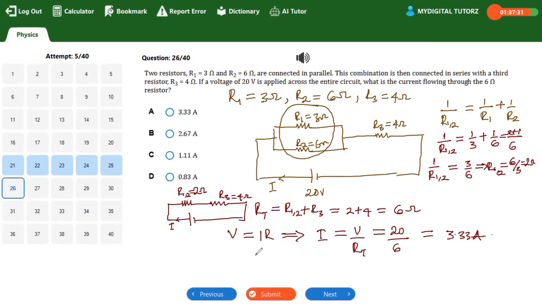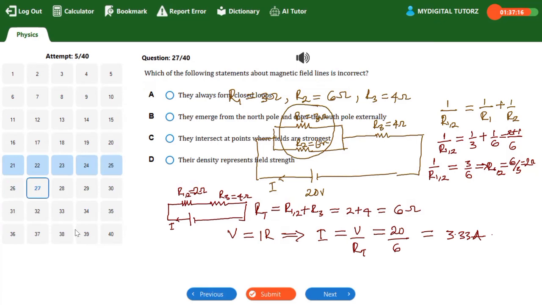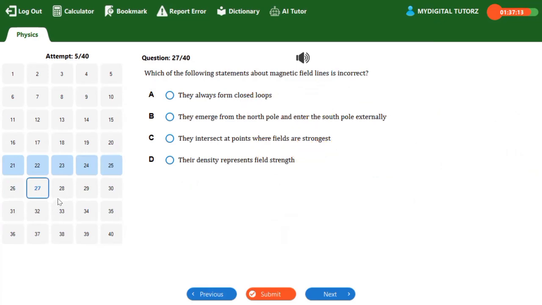So that is about question 26. Moving on to the next question, which is question 27. Question 27 says, which of the following statements about magnetic field lines is incorrect? So what is a magnetic field line? It's an imaginary line, right?